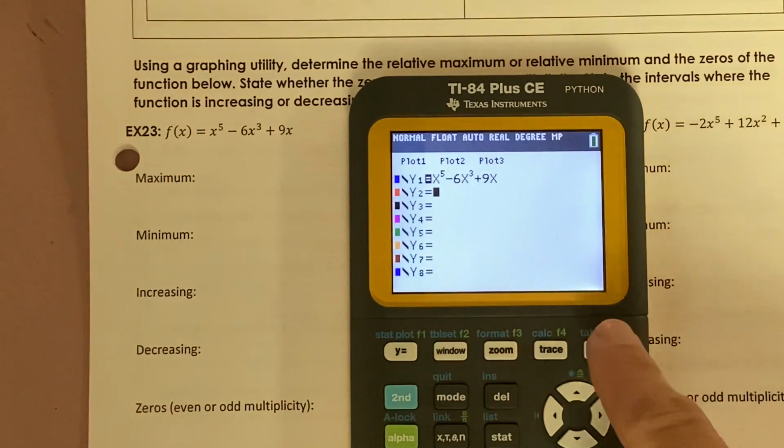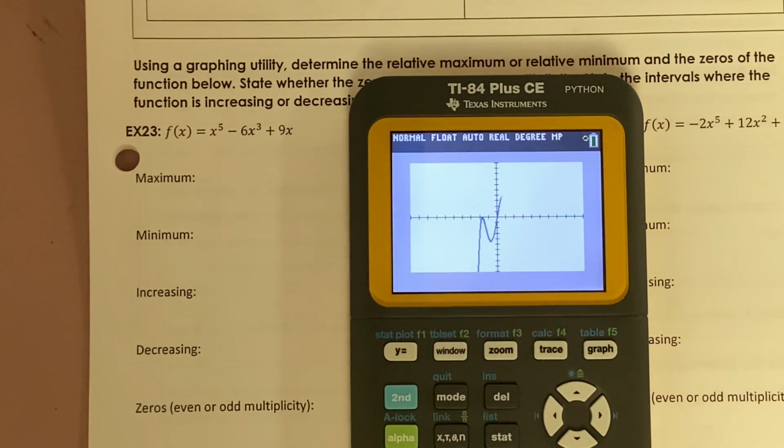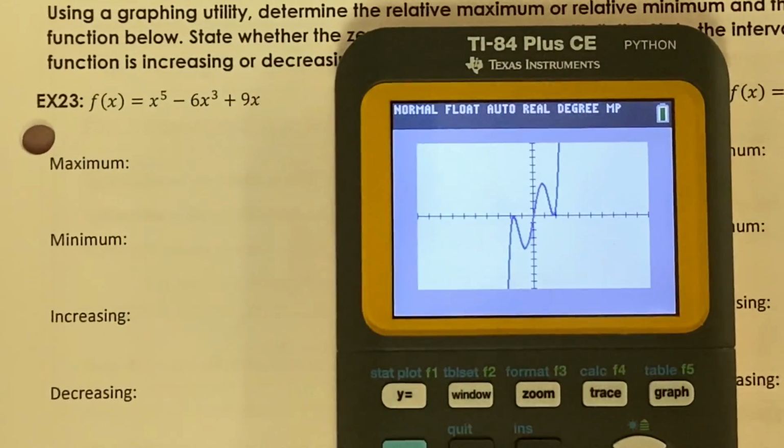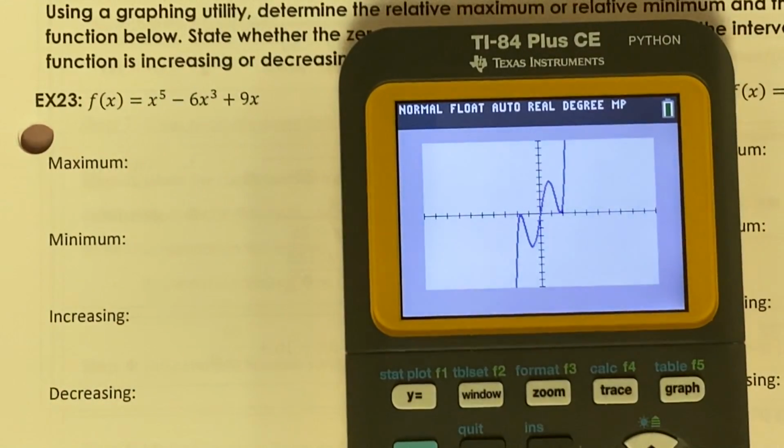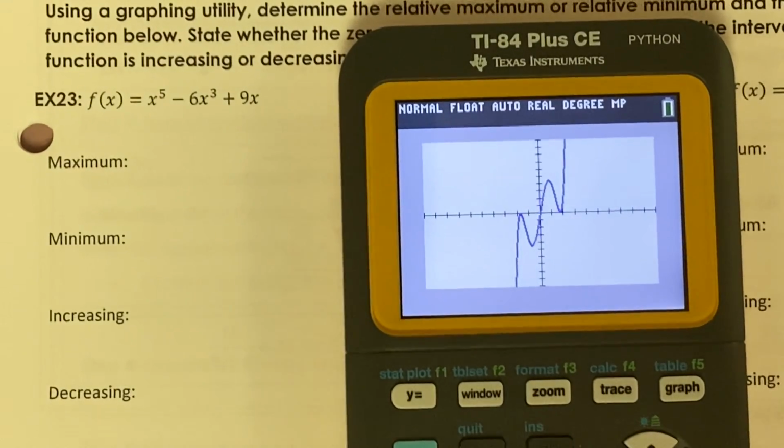And we're going to hit graph. Okay, so on your calculator, you are going to find the maximums, the minimums, the increasing and decreasing intervals, and also the zeros. So when you are taking like the SAT that you took today, and things like that, Desmos is embedded into those tests.